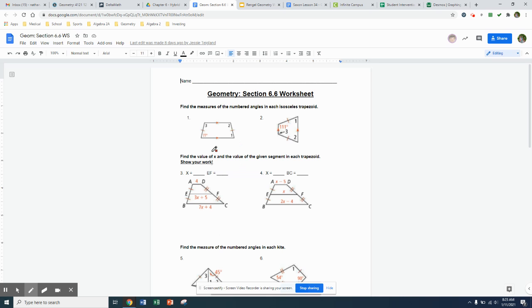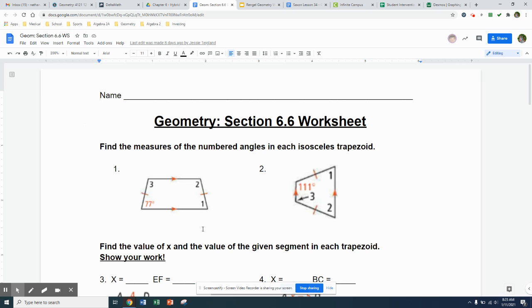The base angles are going to be congruent. So that means that the angles that are consecutive, that are along the same base, are going to be congruent to each other. So right here, 77 and 1, since they are consecutive and they're both along the same base going across here, those are going to be congruent. So as I'm starting to find out my angles, angle 1 is going to be 77 degrees. It's going to be the exact same.